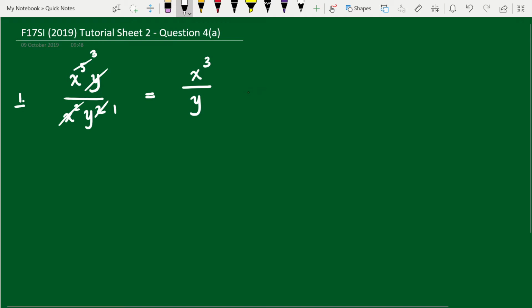I would accept that as the final answer, but you could also rewrite this as x to the power 3 into y to the minus 1. Both of those answers would be completely acceptable to me. There's another way to answer this question.